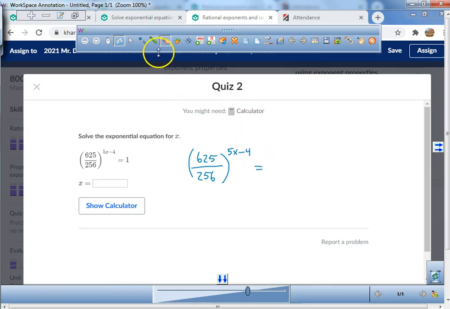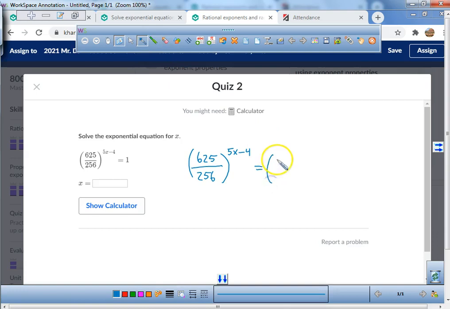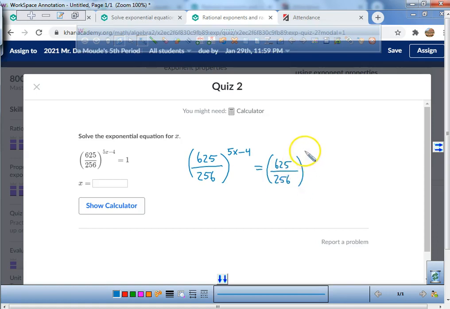I'm going to take that 1 away. I'm going to erase it. I'm going to put 625 over 256. I'm going to raise that to the power of 0, because any number other than 0 raised to the power of 0 is 1.